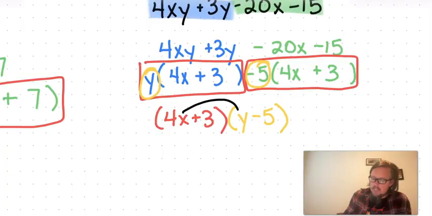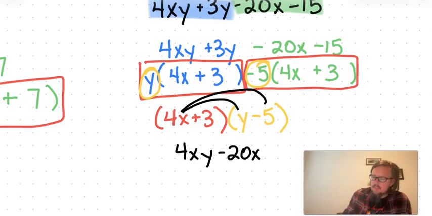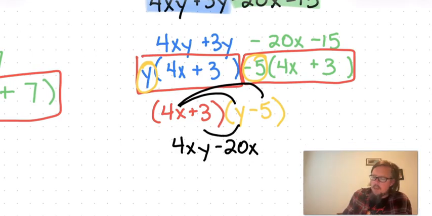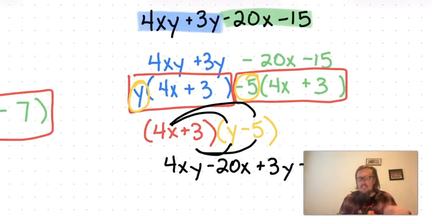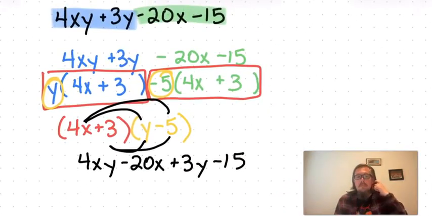And we can check this as well by distributive property. 4x times y is 4xy. 4x times minus 5 is minus 20x. 3 times y is 3y. And 3 times negative 5 is negative 15. And that is identical to the original problem, verifying that we have done it correctly.